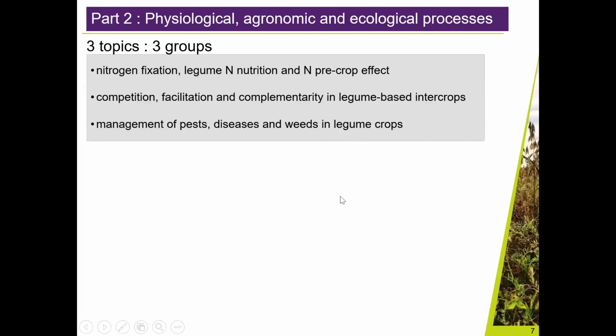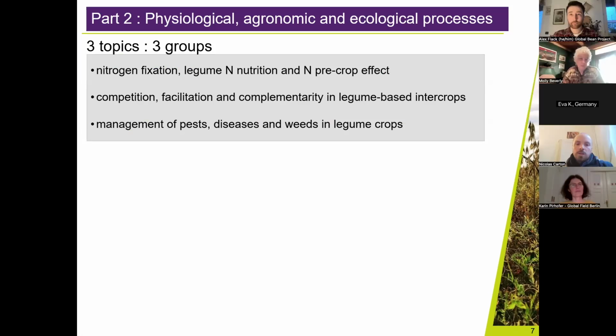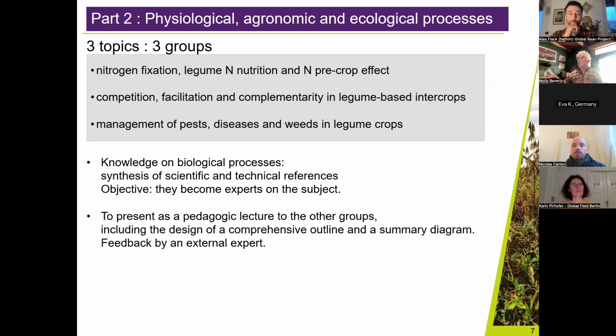And then I wanted them to learn about more specific processes. So they were divided into 3 groups, one focusing on nitrogen fixation, so the nitrogen nutrition and nitrogen pre-crop effect of legumes. Another group was focusing on intercrops, so the practice of having 2 different species, so legumes and cereals most often. And they studied competition, facilitation, and complementarity, which is about the ecological interactions in those intercrops. And the third group focused on the management of pests, diseases, and weeds in legume crops.